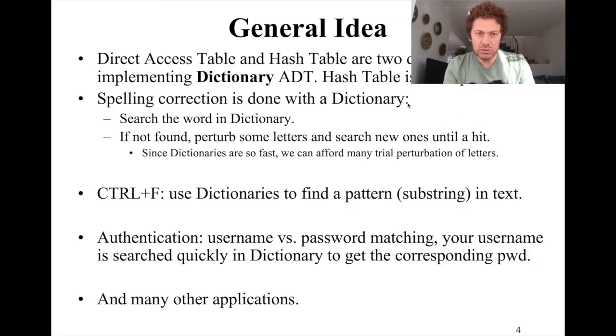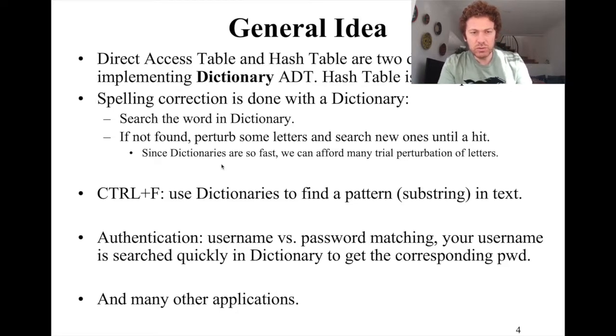So, applications. Spelling correction can be done with a dictionary. How can I do it? Search the word in the dictionary in constant average time. Or if you are using direct access table, it will be constant worst case time, but let's not get lost in details now. If not found, then slightly update some letters, not all of them, and search the new ones again until you find a hit, and that hit will be your correction suggestion. And since dictionaries are so fast, we can afford many trials like that.